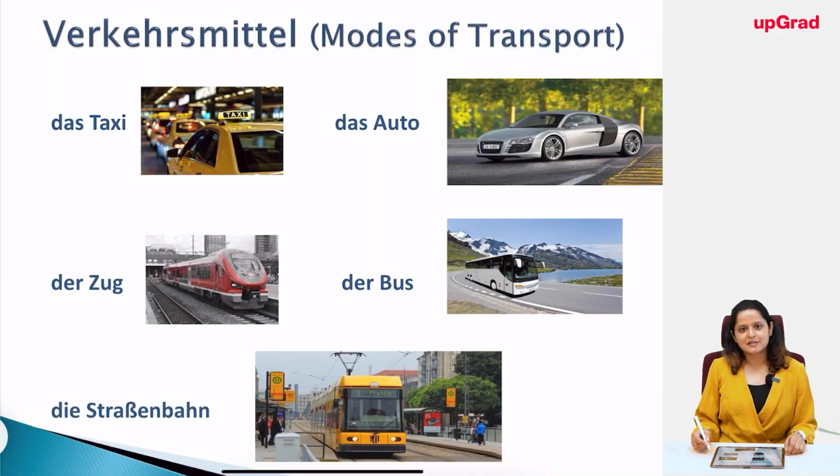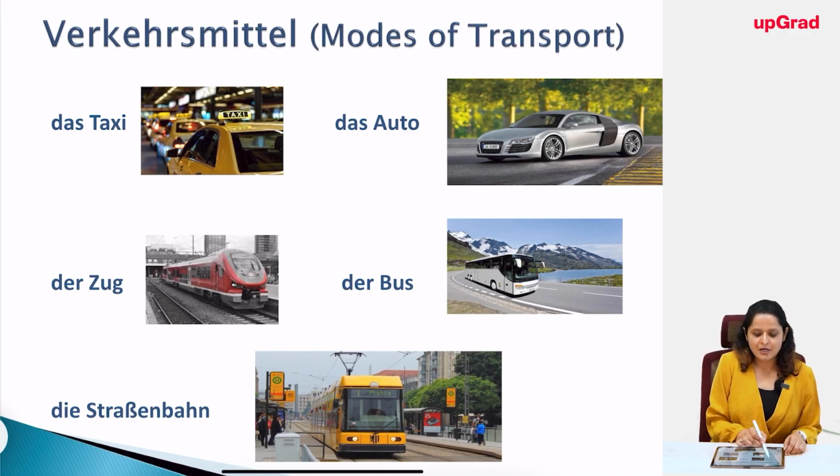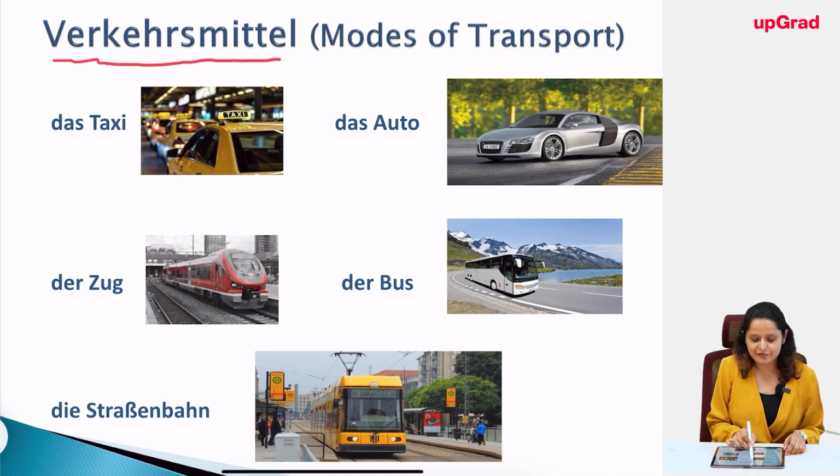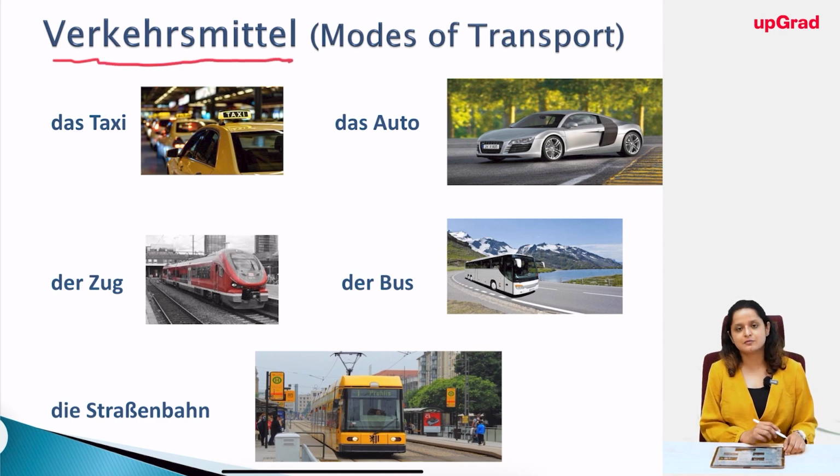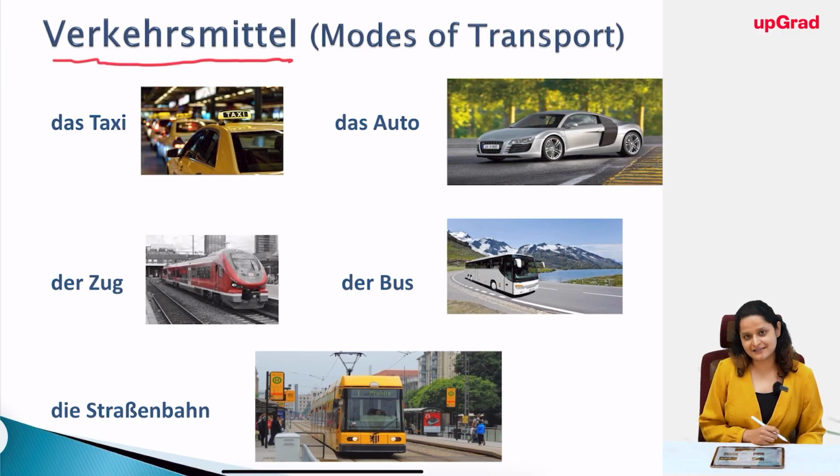Now after this, we take a look at some more basic modes of transportation that you can find. Transportation or transport is called Verkehrsmittel, which means modes of transportation. So there are some common public transportation that we can see here. Das Taxi, which is a taxi. Das Auto, which is a car.